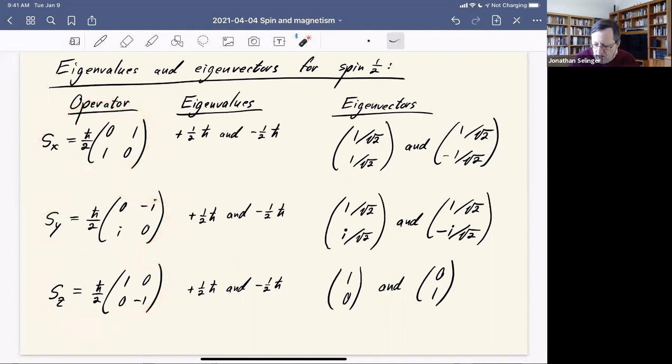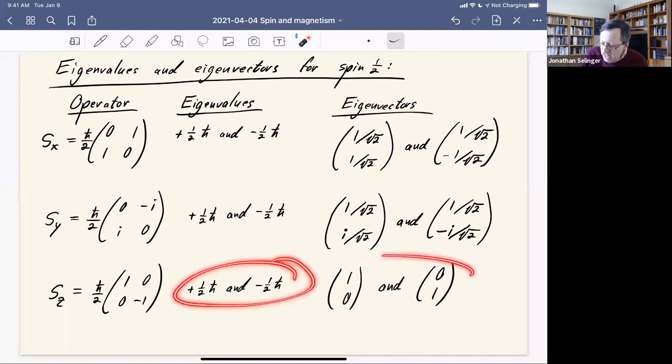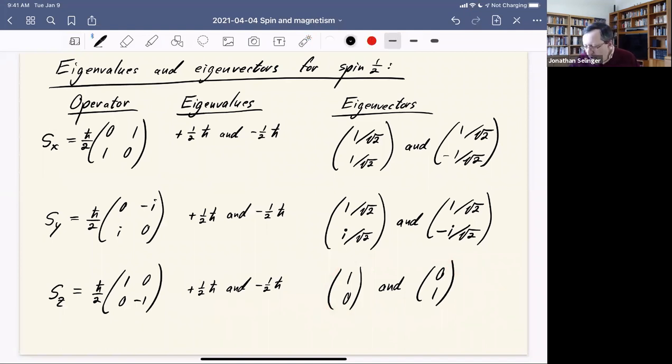And then we talked about the eigenvalues and eigenvectors for S sub z, that these are those two states. So the eigenvectors are (1, 0) and (0, 1). And these things correspond to the states that could be labeled as the up ket and the down ket.